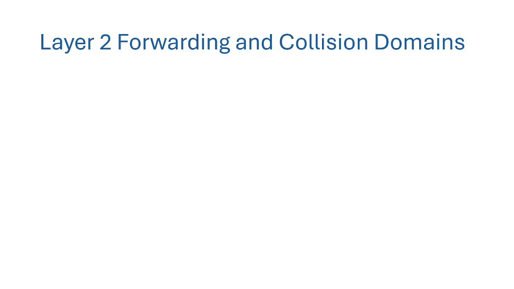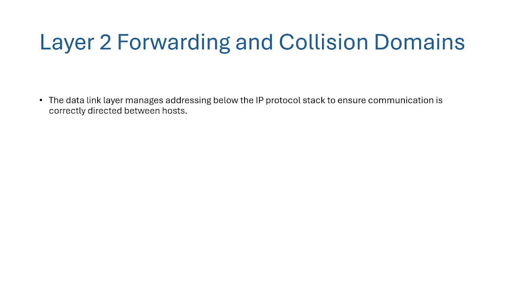Next is layer 2 forwarding and collision domains. As you are already aware from the CCNA course, layer 2 and collision domains play the main role. We have layer 1 devices like hubs, and we have switches. There are different ways in which collision domains occur in layer 2 networks, so we'll be discussing that now, quickly and briefly.